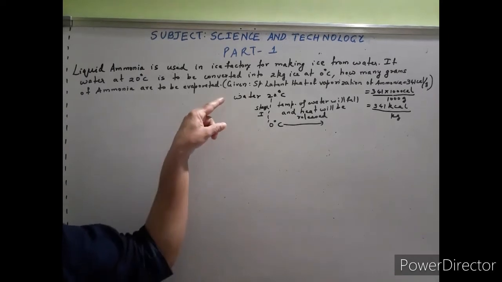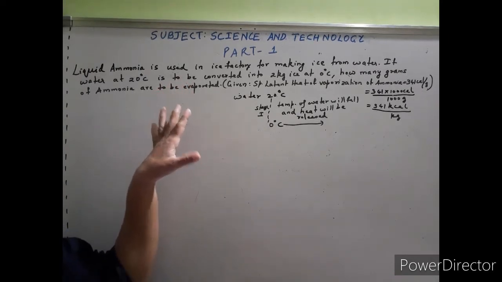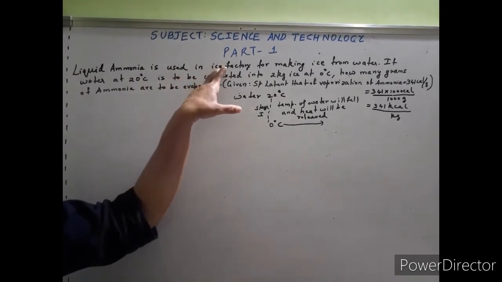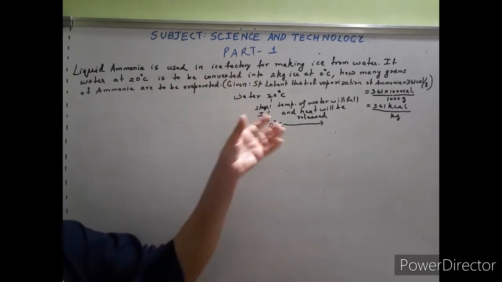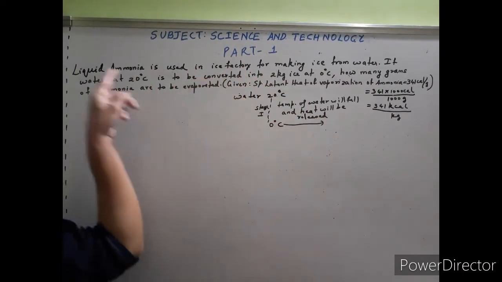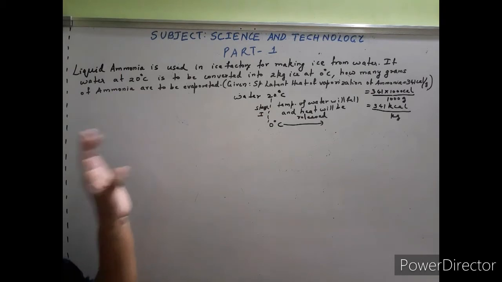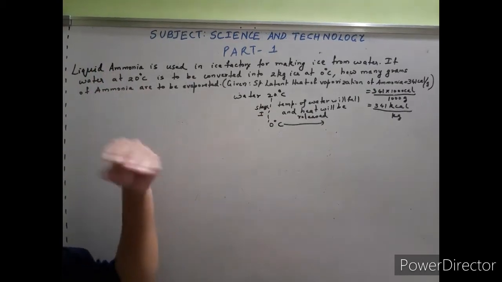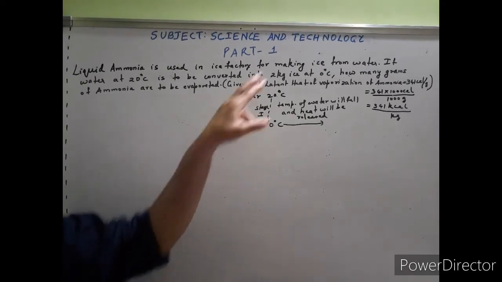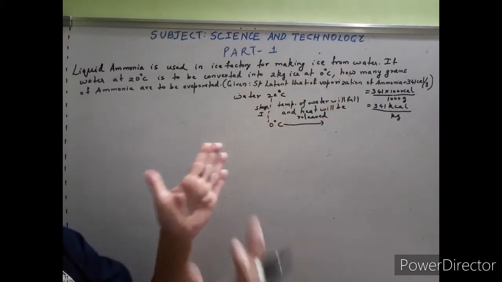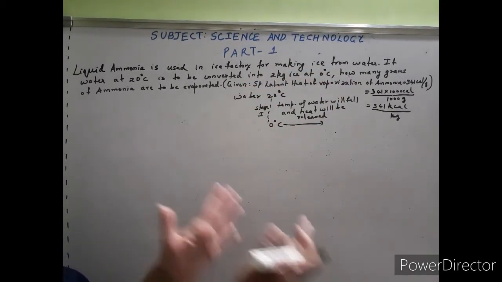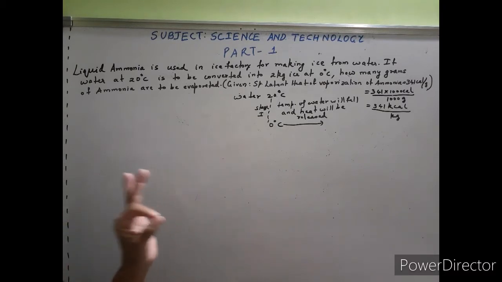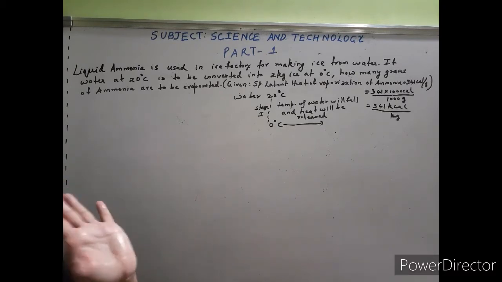Now, what is happening in this problem? In this problem, there is an ice factory where ice is to be made from water. At the same time, liquid ammonia is also there in that factory. This liquid ammonia has to be evaporated so that it escapes into the atmosphere and only water is left, and water has to be frozen into ice. That is how ice is to be made from water.